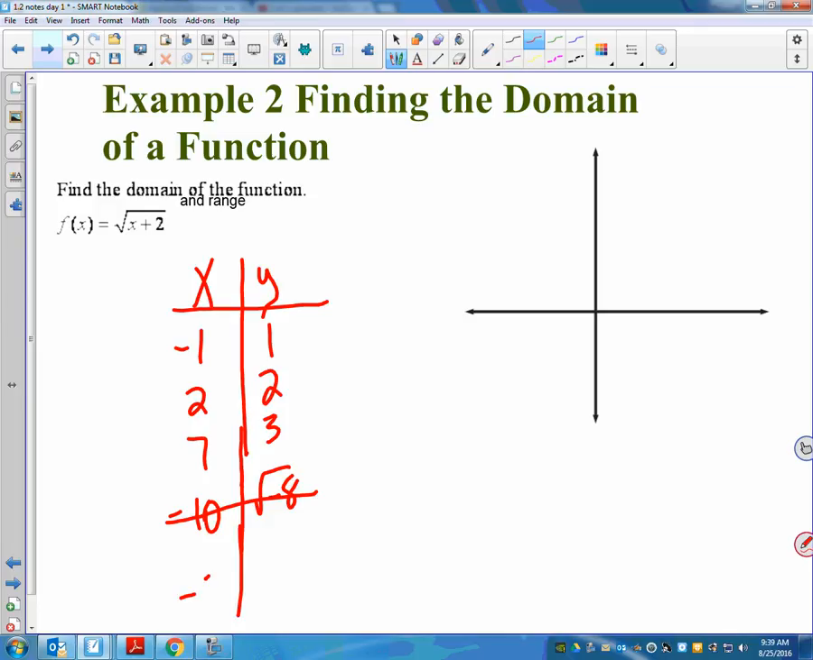The square root of 0 is 0. Is 0 squared equal to 0? So the square root of 0 is just 0. 0 is a real number.